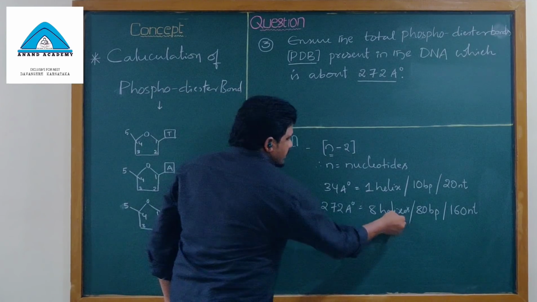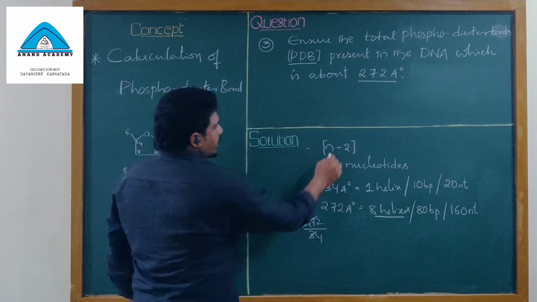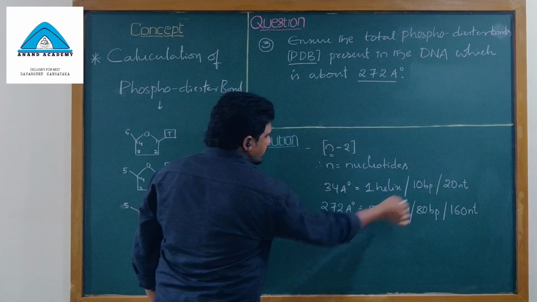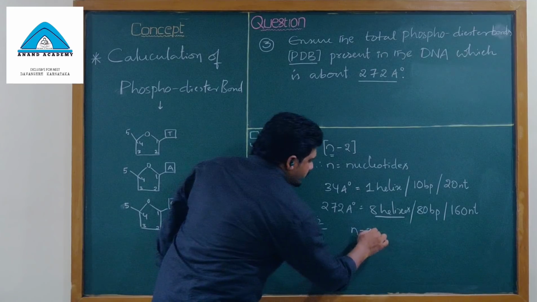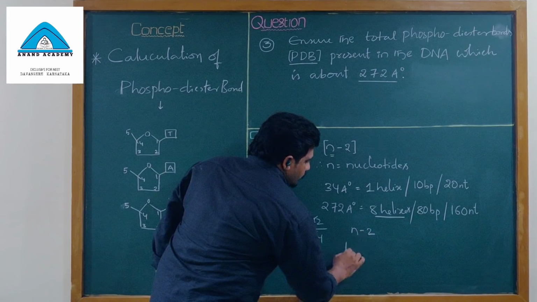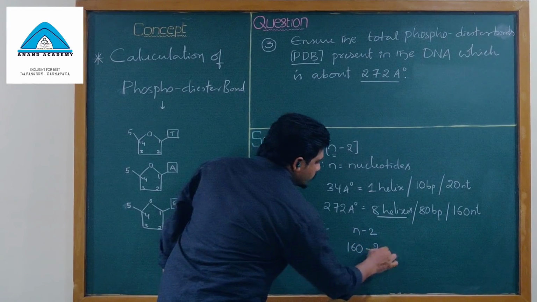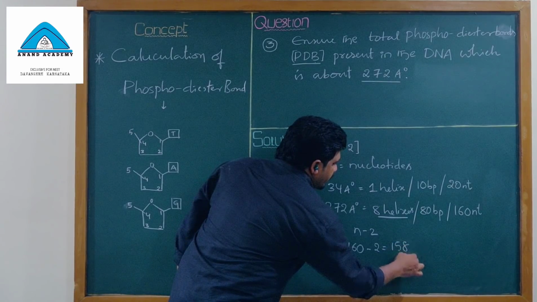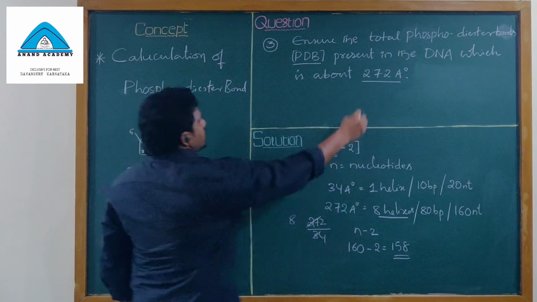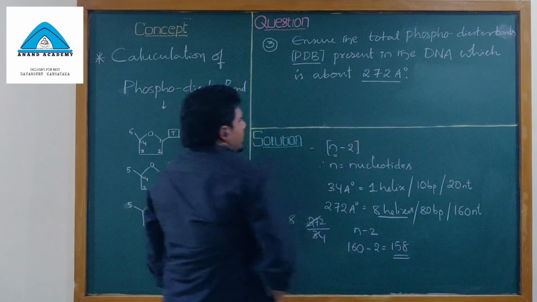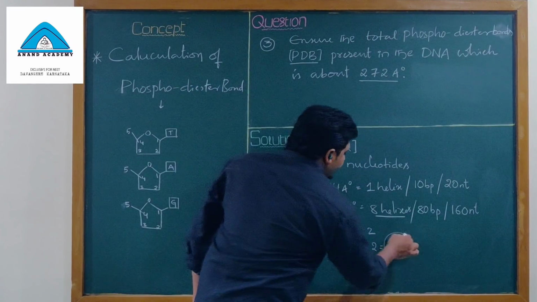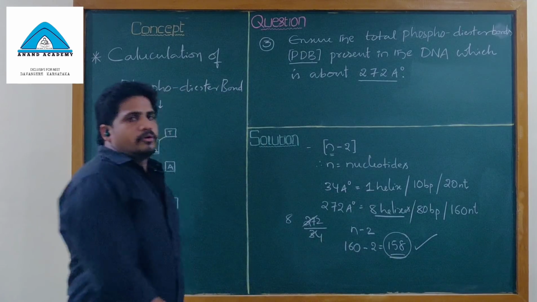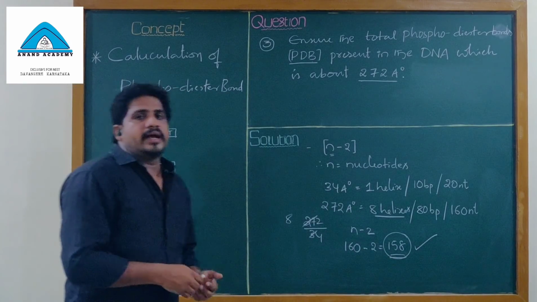So here 8 helices are there. What is the formula? N minus 2. What is N here, helices or nucleotides? N means nucleotides. So N is equal to 160 minus 2, which is equal to 158. So a 272 angstrom long DNA molecule consists of 158 phosphodiester bonds. This is the concept behind this formula.